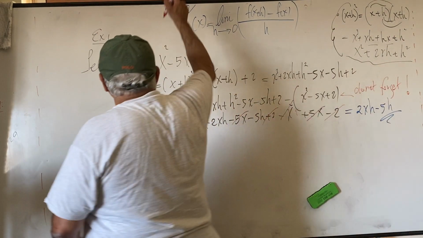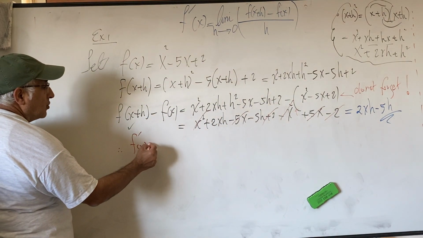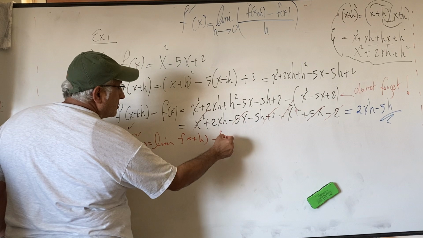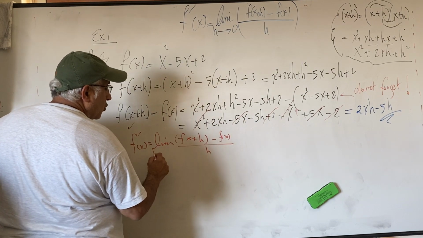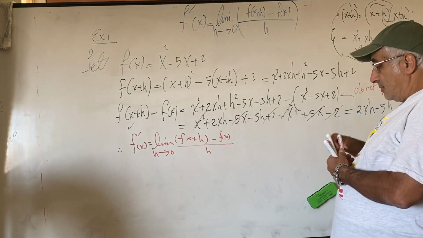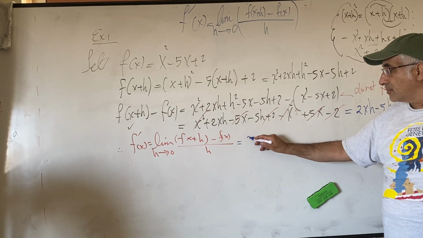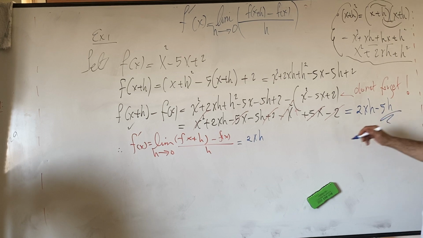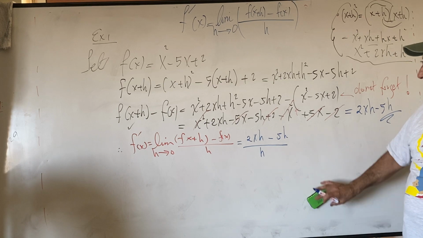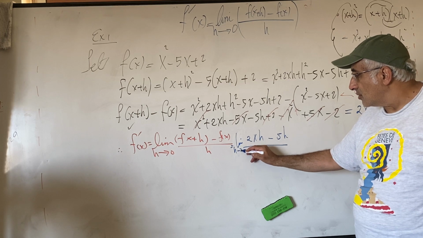So let me now apply the rule. What is the rule? I wrote it for you at the top. The rule, to find the derivative by using the limit of f of x plus h minus f of x over h, where h approaches 0. Let's substitute all the numerator. What do we have in the numerator? In the numerator, we had this much, and we had minus 5h over what? h. I forgot to put here the limit. h goes to 0.